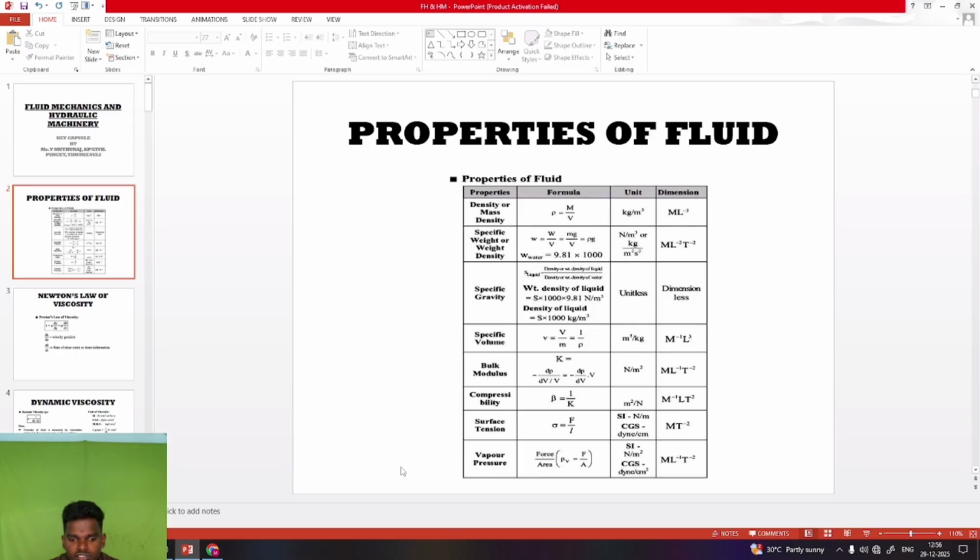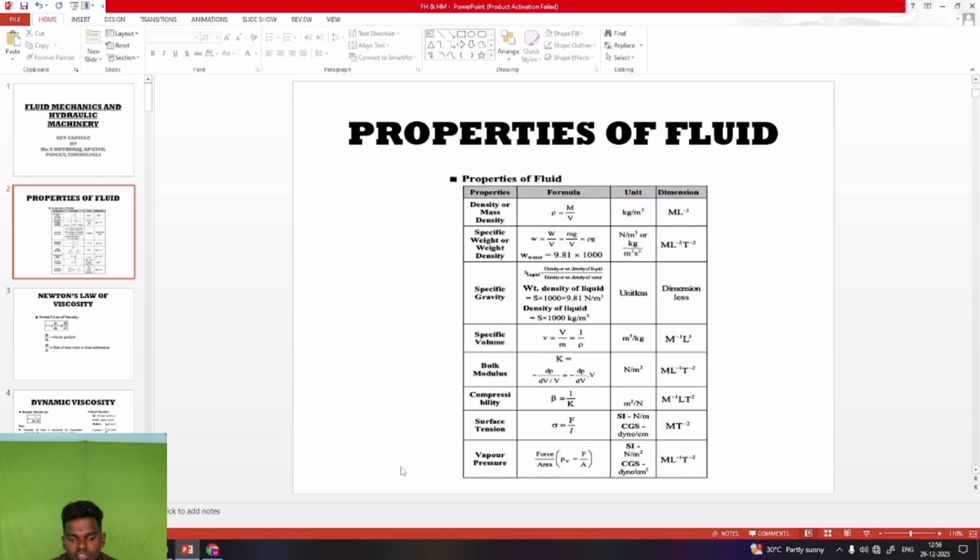And for surface tension, the formula is sigma equal to F by L. The SI unit of surface tension is Newton per meter, and the CGS unit of surface tension is dyne per centimeter. The dimension is mass M, capital T power -2.